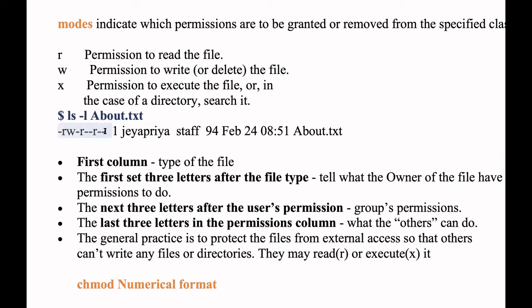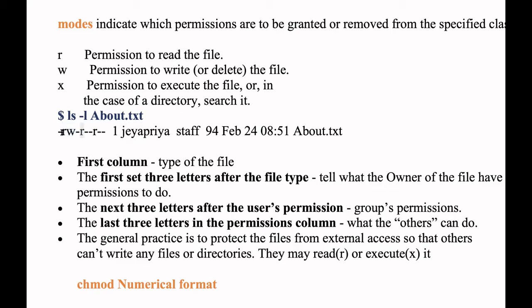And what we are talking about right now is the symbolic mode, where we represent the permissions by symbols. As I said, the first column stands for file or directory. Because about.txt is a file, this is a dash. If it's a directory, D will be there in the first column. Then the next 3 letters are the permission given to the owner of the file. And always the permission is in the order read, write, execute. So in the place of execute, if there is a dash, that means there is no permission for execution. Similarly for all the others.